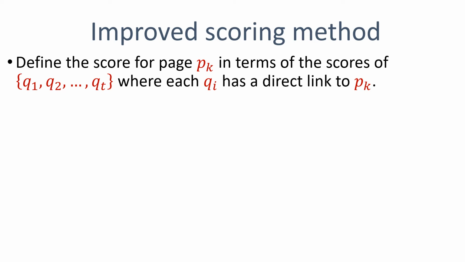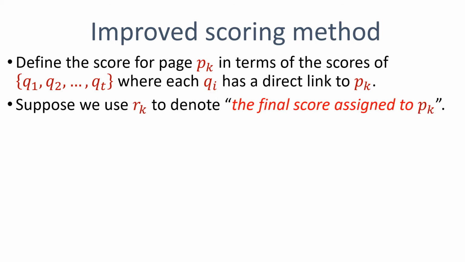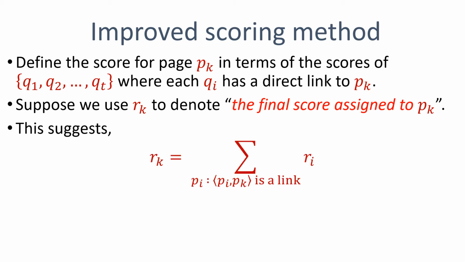Well, let's see how we can assign the score for a given page in terms of the scores that the pages which link directly to it are given. So, suppose we use this notation to denote the final score that's assigned to a given page. What we want to do is, for the score that is assigned to a page, look at all the pages that link to it, and add up the score that has been assigned to those pages.